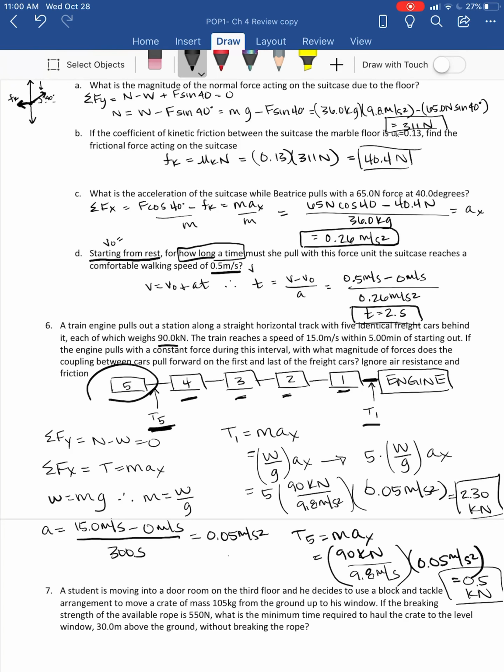All right. So I just wanted to do another one that involved tension, and to show how if you don't have the mass, but you're given weight, and you need to plug in for mass, then you might have to substitute that weight equation in for mass.